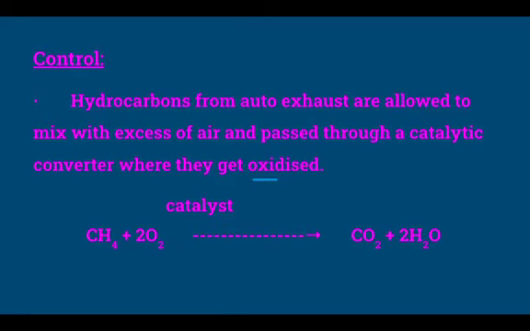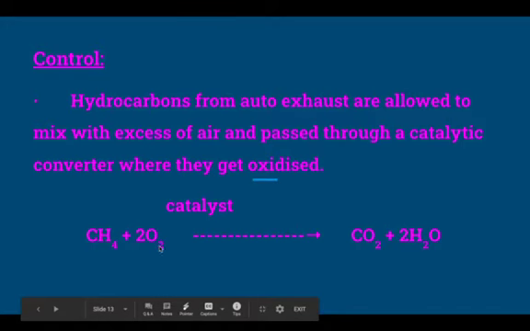Now, control of hydrocarbons. Hydrocarbons present in the atmosphere can be minimized when the hydrocarbons released from auto exhaust are allowed to mix with excess air and passed through a catalytic converter, where they get oxidized, forming carbon dioxide and water. For example, methane, if present in the auto exhaust, is allowed to mix with excess air in the presence of a catalyst in the catalytic converter, and it gets oxidized to carbon dioxide and water, and this can minimize the amount of hydrocarbon released into the atmosphere.